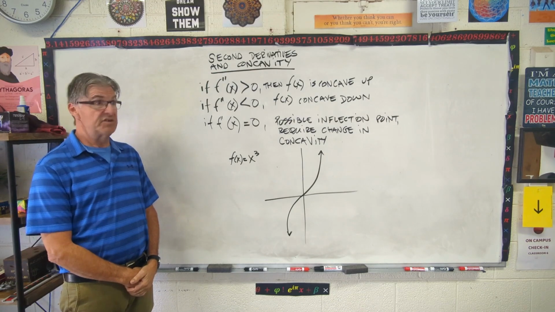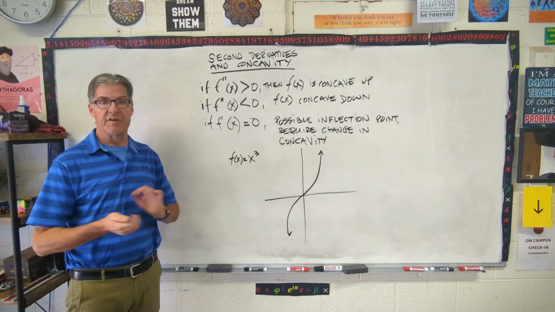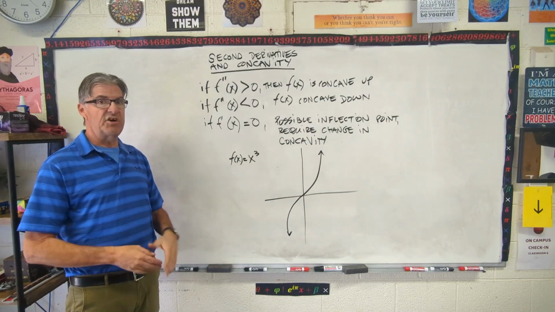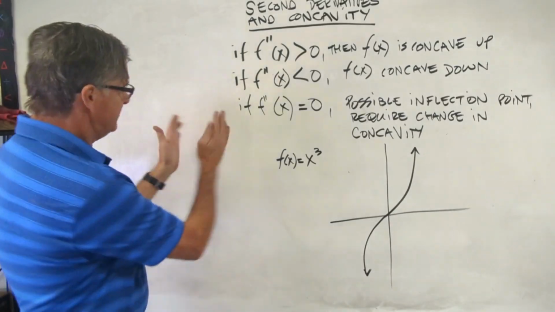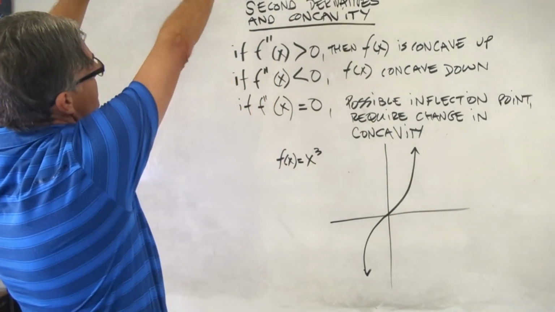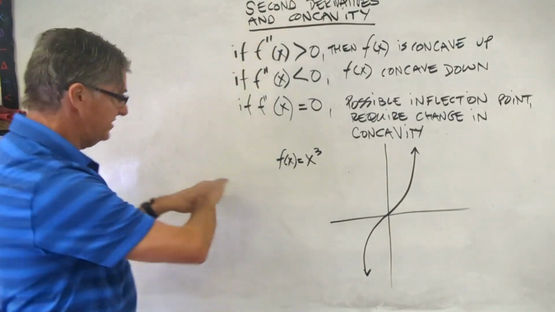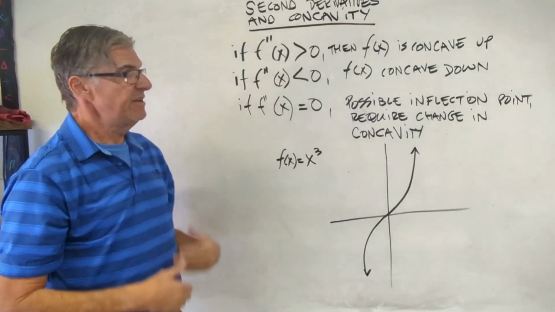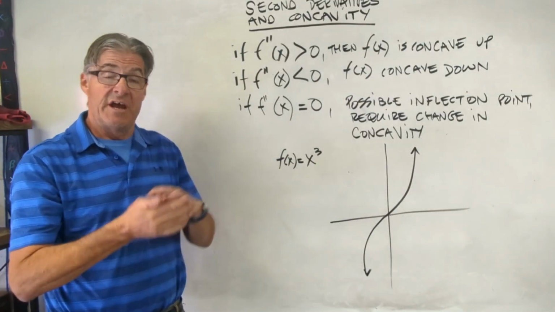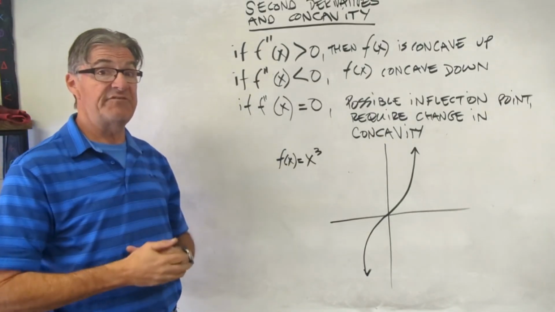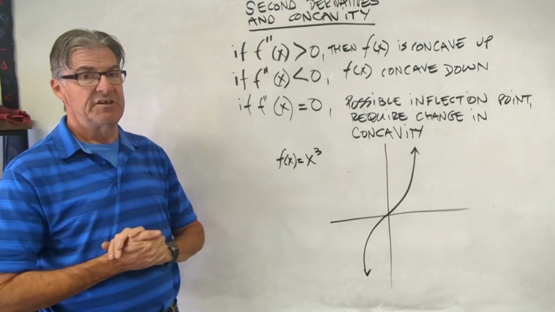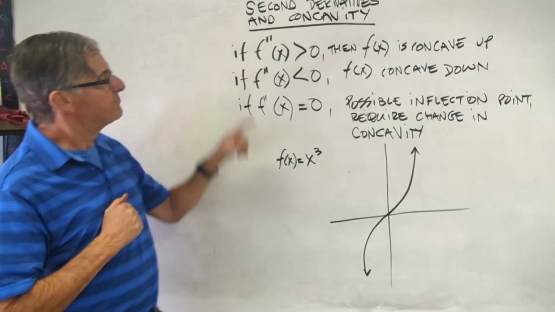Today's lesson covers using the second derivative to figure out this concept called concavity. Concave up means that the curve is facing up. Concave down means that the curve is facing down. And finally, an inflection point is where a concave up section meets a concave down section. So let's get started and take a look at that.